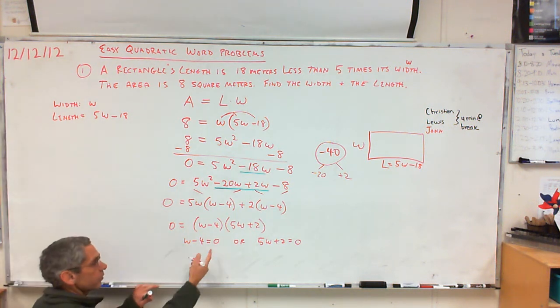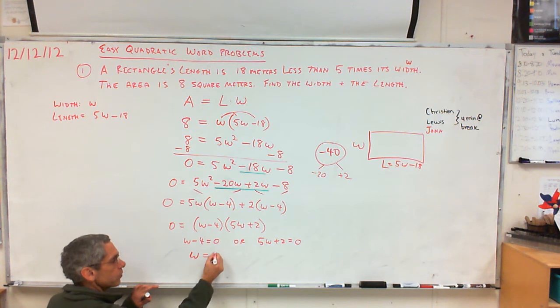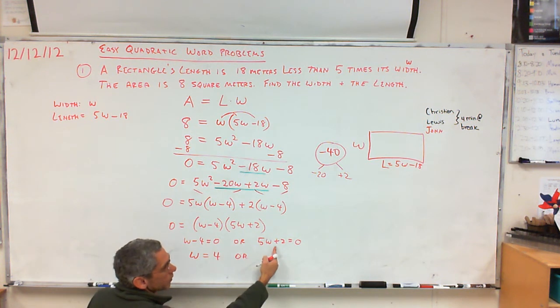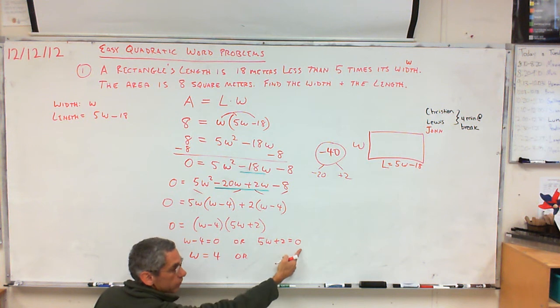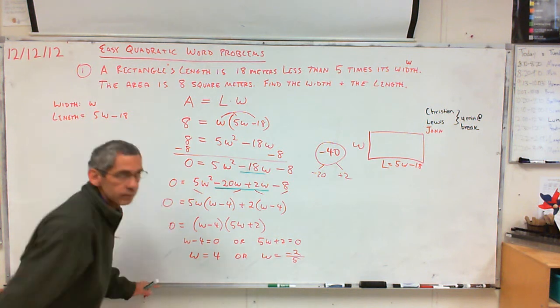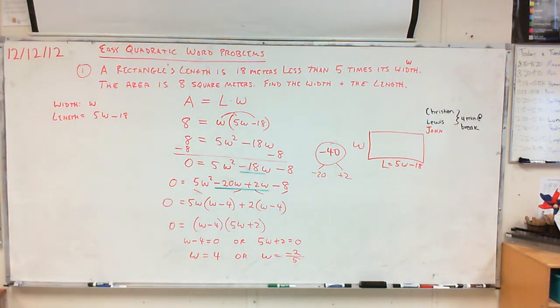I'm going to add 4 to both sides. W is equal to 4, or W, we're going to subtract 2, right? Subtract 2, divide by 5. W is equal to negative 2 divided by 5. Okay?